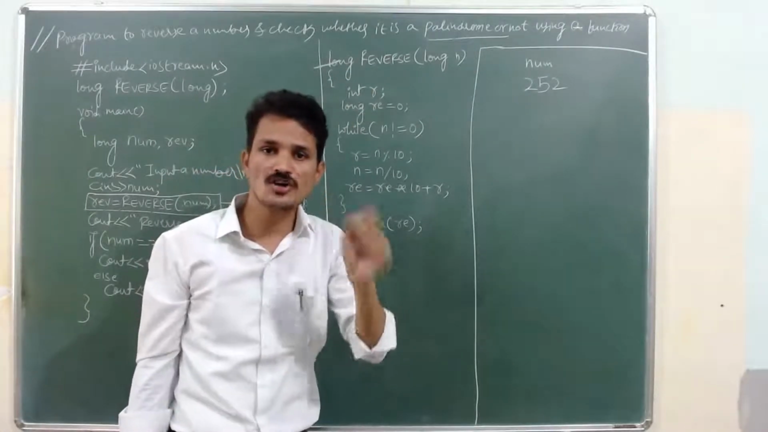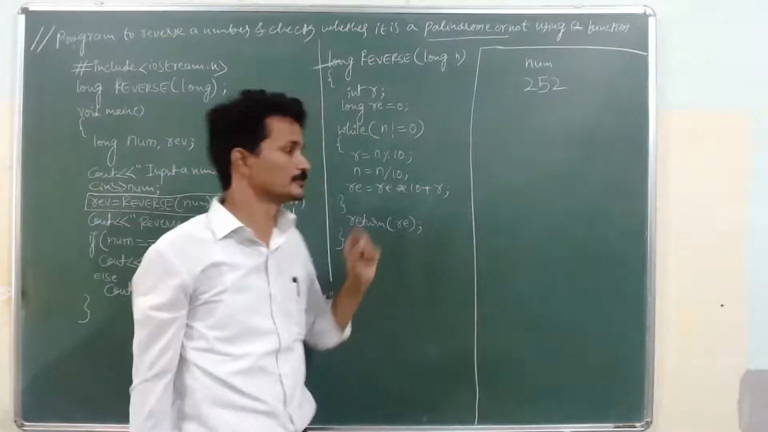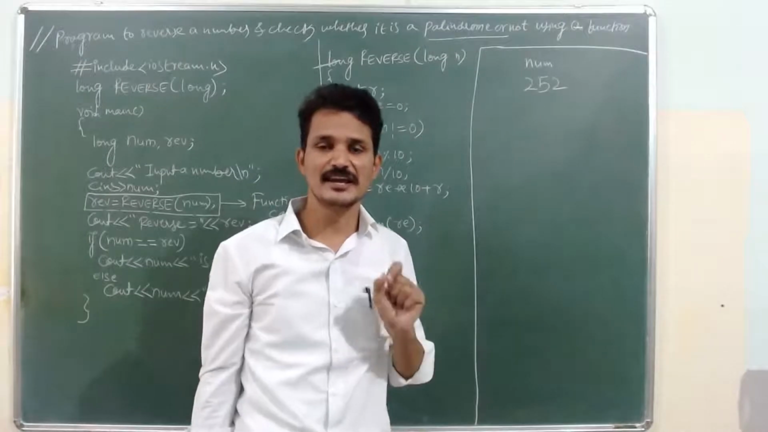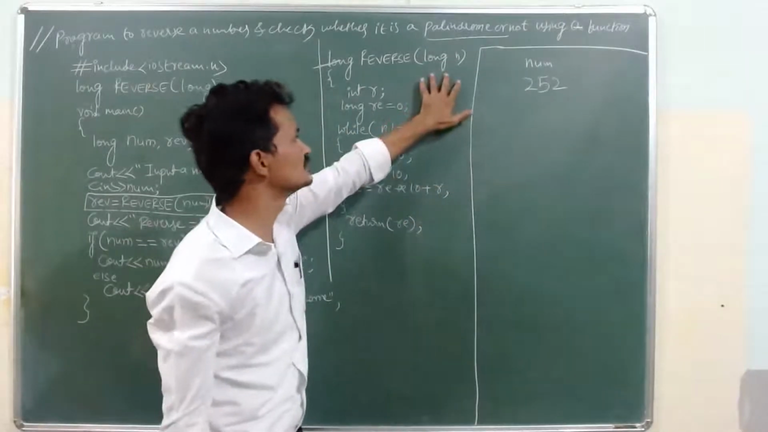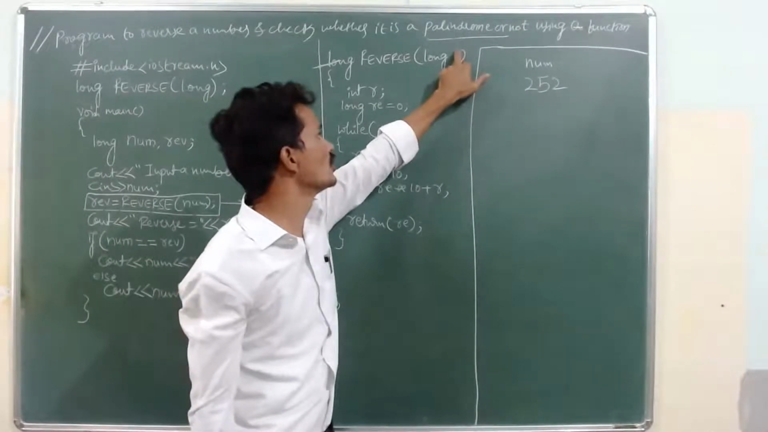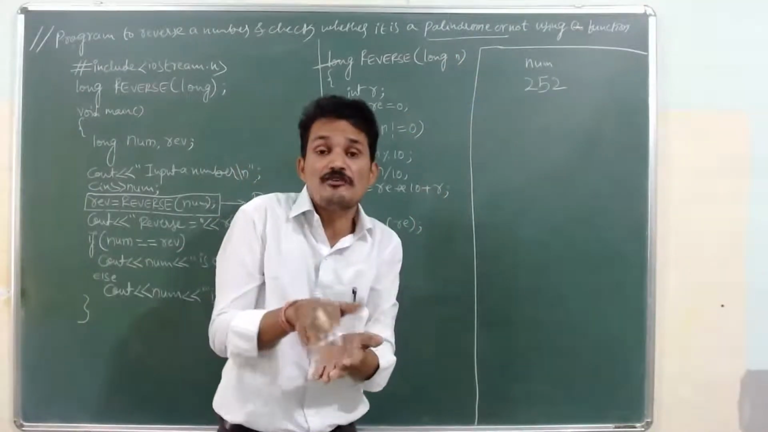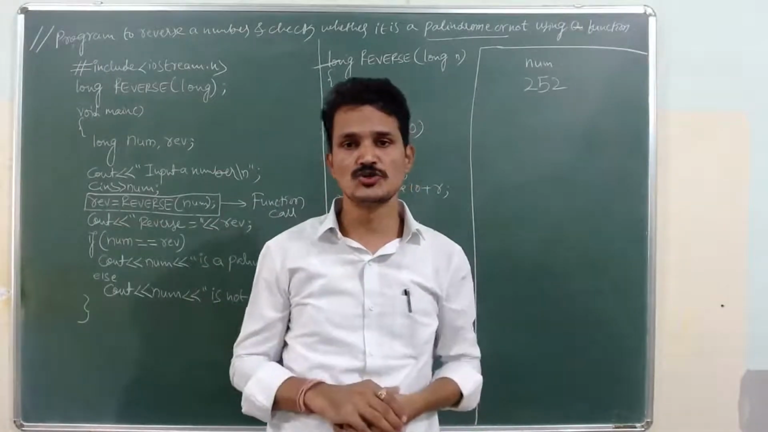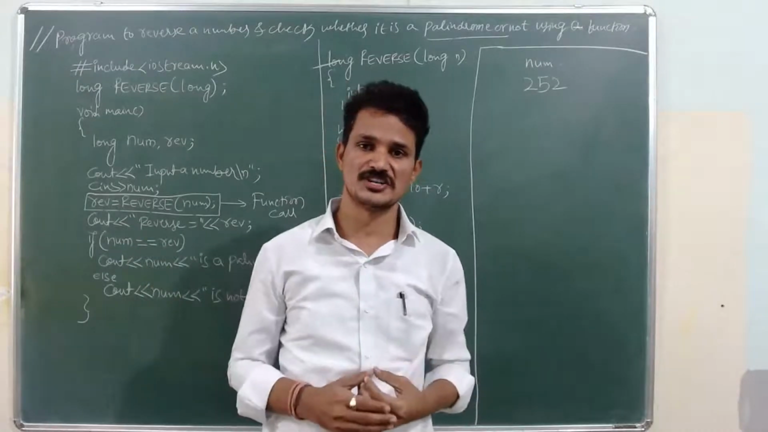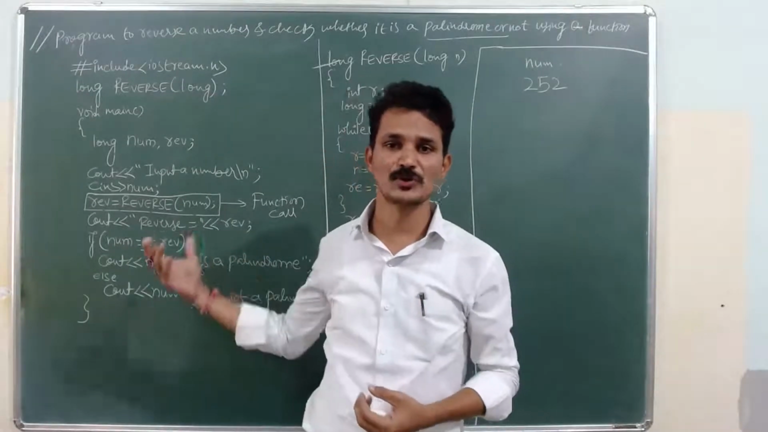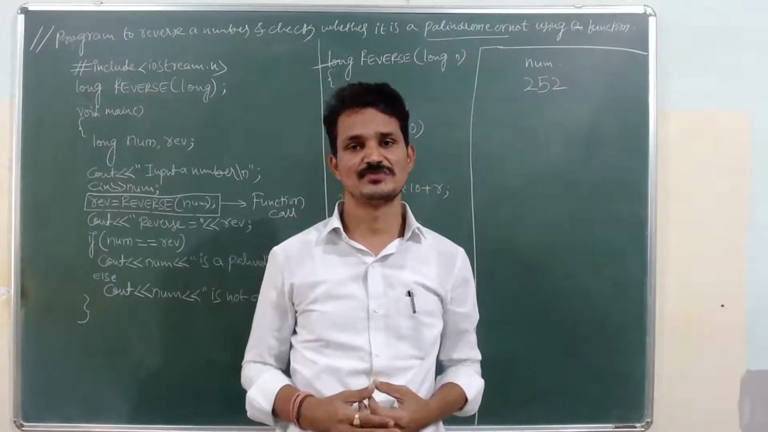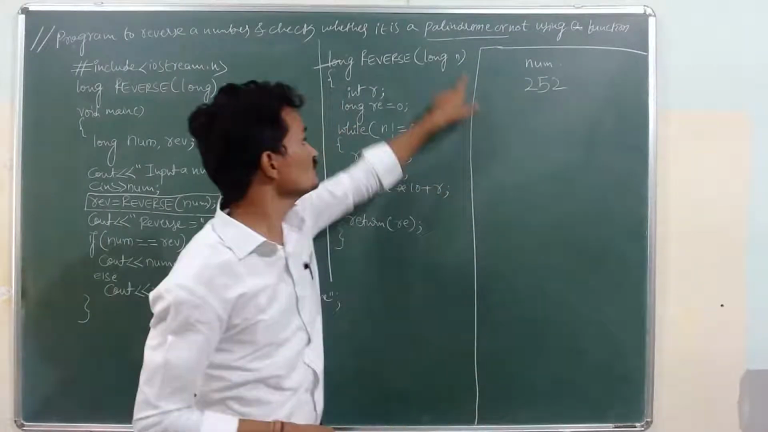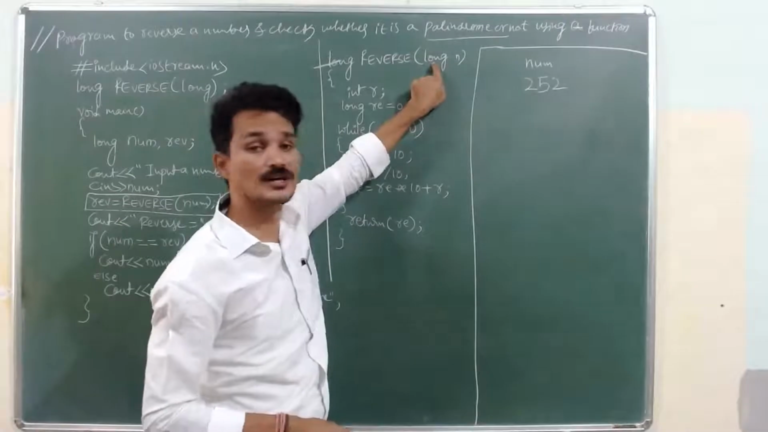long is the return type specifier. Reverse is the name of the function. Inside the parentheses, long n. N is a formal parameter, as we have discussed in our previous session. Arguments are of two types: actual arguments and formal arguments. The arguments present in a main program we call actual arguments. The arguments present in a subprogram we call formal arguments. This n is the formal argument of type long.